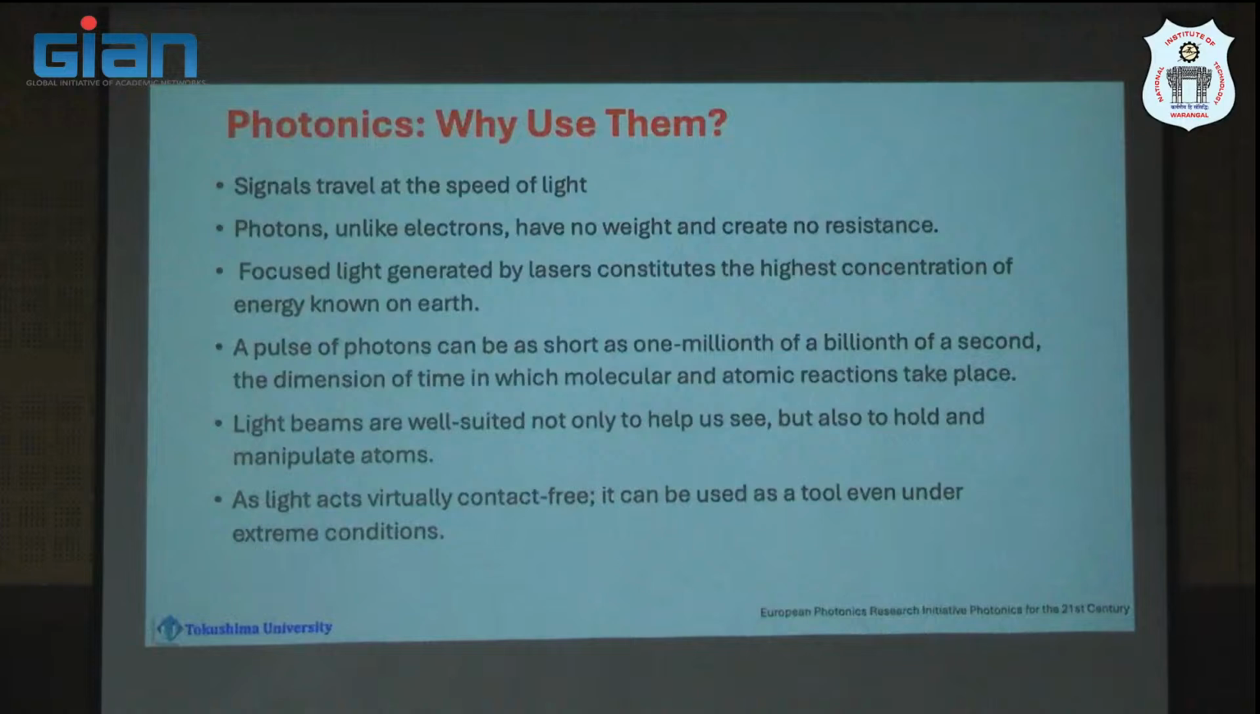What is the important part in optoelectronics or photonics? Signals travel at the speed of light. The speed of light is very fast, so photons travel very fast. Photons are particles that have no weight and no resistance. Almost no weight. They are light particles.